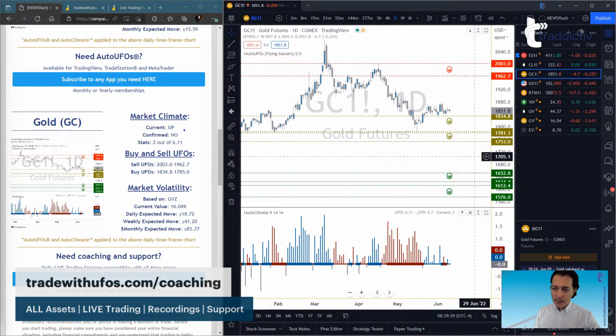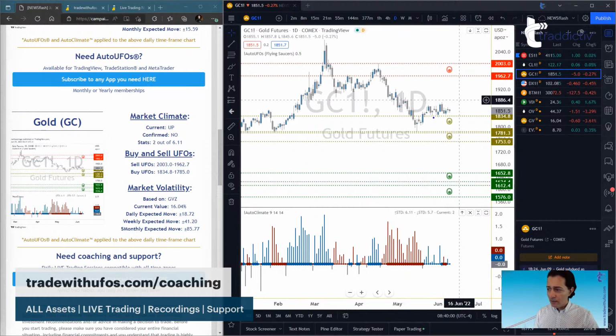The next market we are checking, as I was saying, is gold. With gold, you can see that we are dealing with an up climate, which is also not confirmed. Notice the thin dot. It's not thick, it's thin. So the market is not confirmed, the climate is not confirmed.